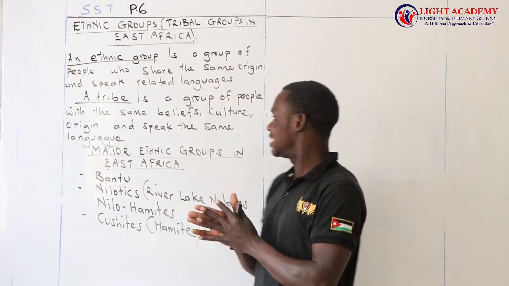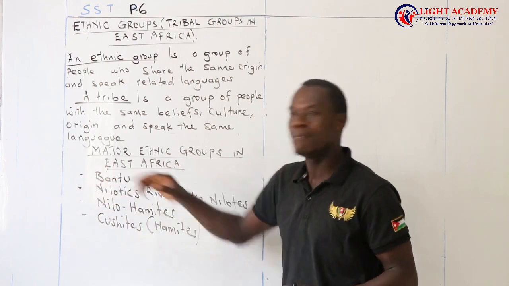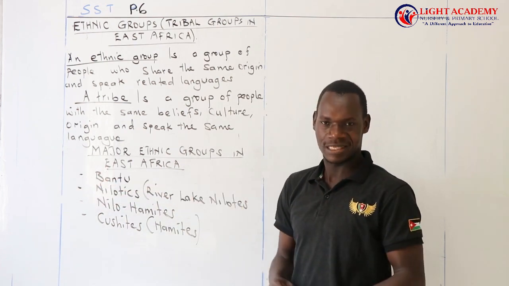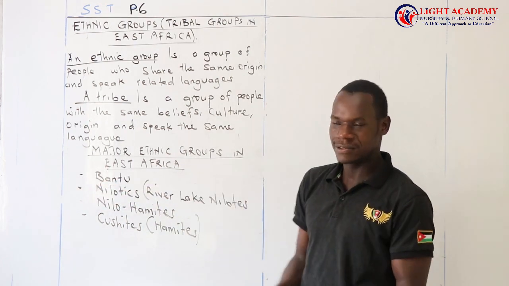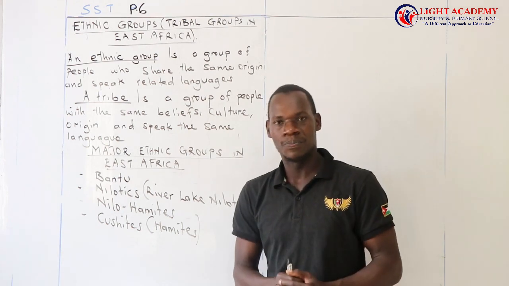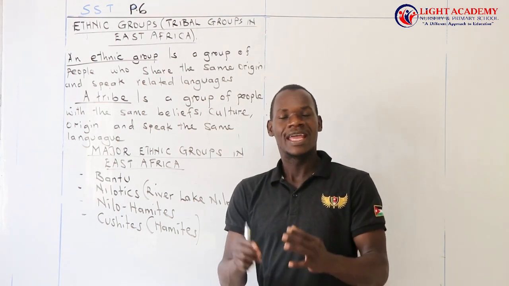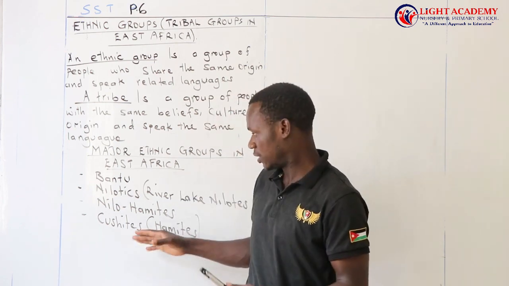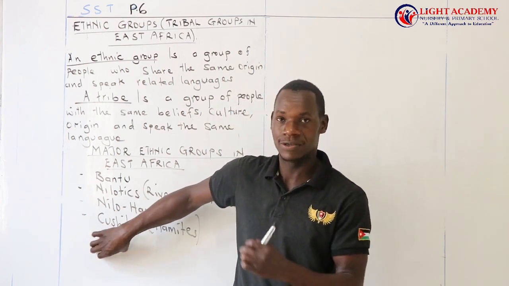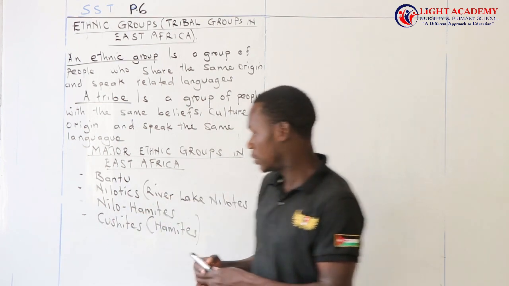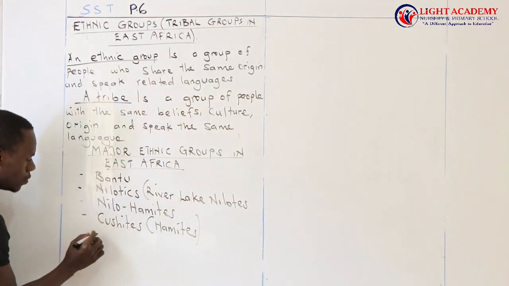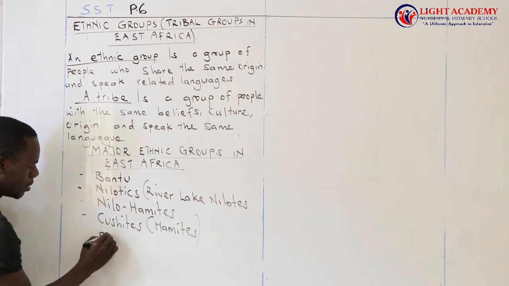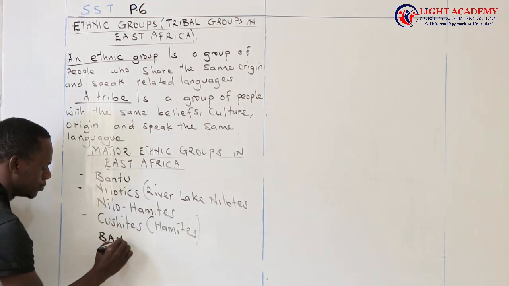We are going to begin with the Bantu as an ethnic group. Who are the Bantu? Where did they come from? Where did they settle? Why did they settle? What were they doing? That is what we are going to talk about as a tribal group. You can write Bantu.